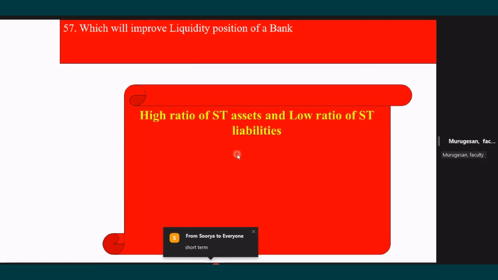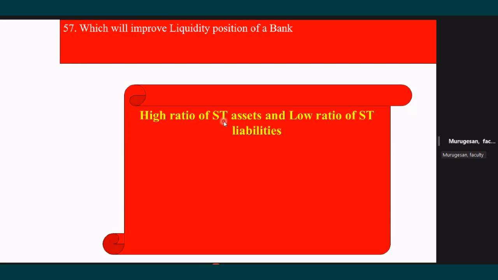57 is a liquidity question, which will improve liquidity position of the bank. Similarly, they will give 4 options. But I am giving not the option, the answer. What is the answer? Which will improve the liquidity position? Liquidity position means what? Ability to pay withdrawals. When will you be able to pay withdrawals? If you have got a high level of short-term assets. Bills purchased, short-term assets, will realize fast. CCOD, for classification purpose, is a short-term advance, working capital advance.